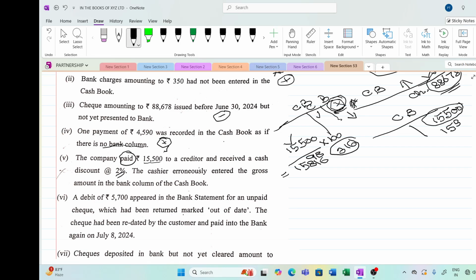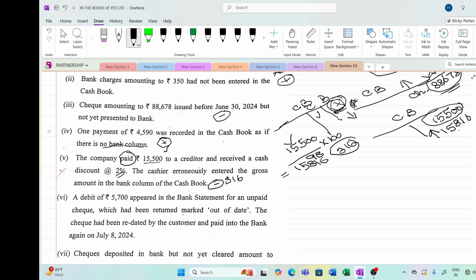So what happens if you write 316 rupees extra? They should have gone to discount received column. Instead, the gross amount has gone to the payment column, so we have increased our overdraft. But this will not be the case in bank, because whatever cheque we have issued for 15,500, only that amount the bank will make the payment. So overdraft will not increase as per bank statement. So we have to less 316 rupees.